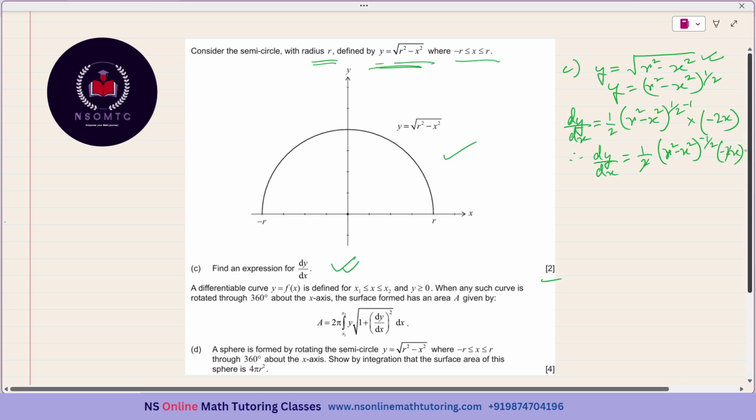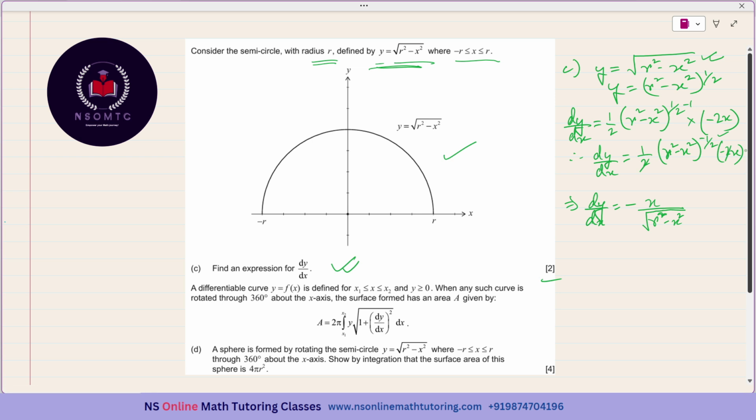And this 2 can get cancelled. And since this is minus half, I can bring this down. So dy by dx is equal to negative x over the square root of r square minus x square. You can keep it as half or you can keep it in the form of a radical sign. This is the expression for dy by dx. Okay.